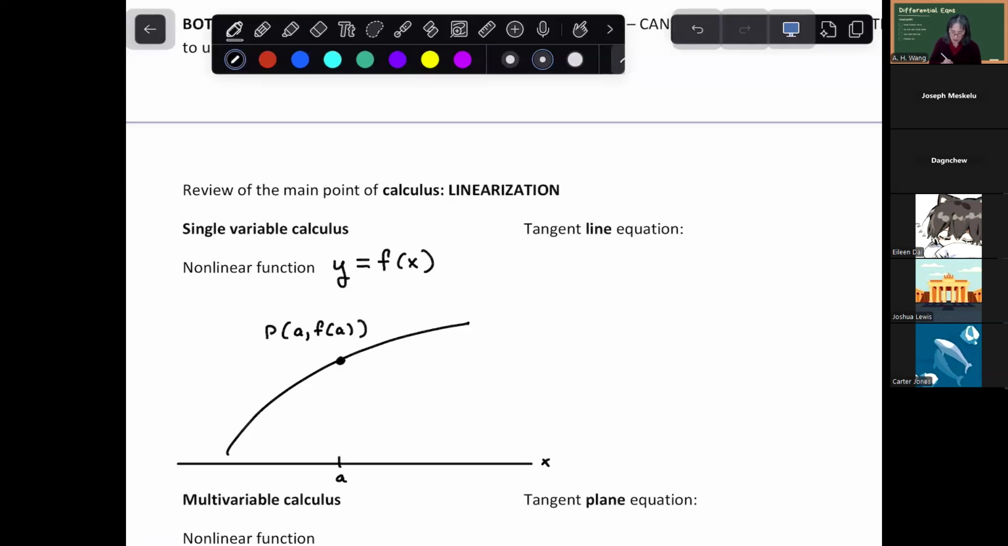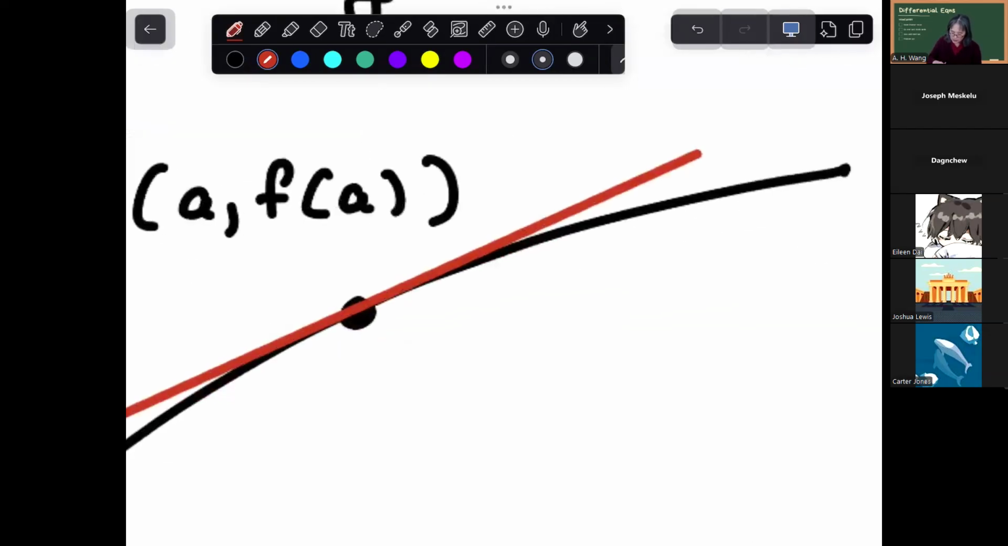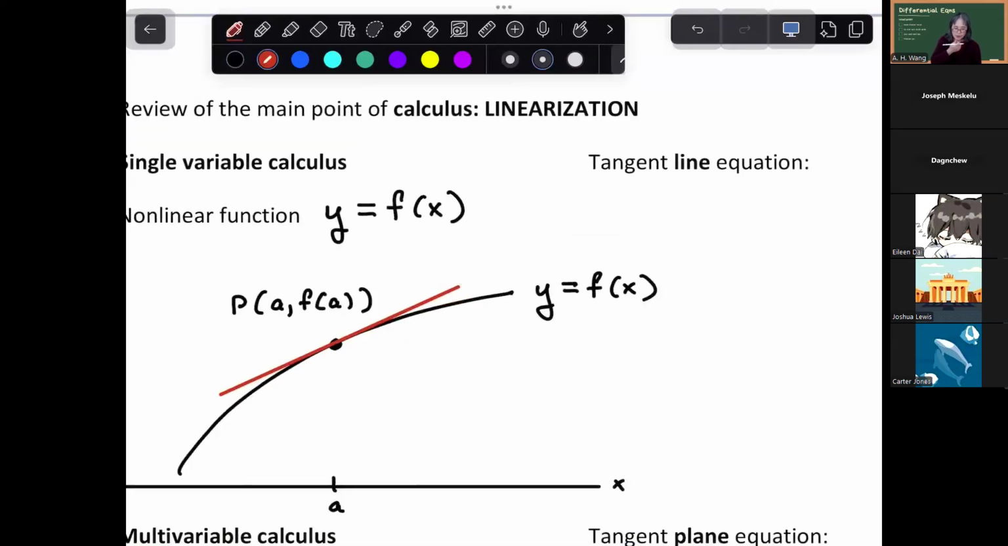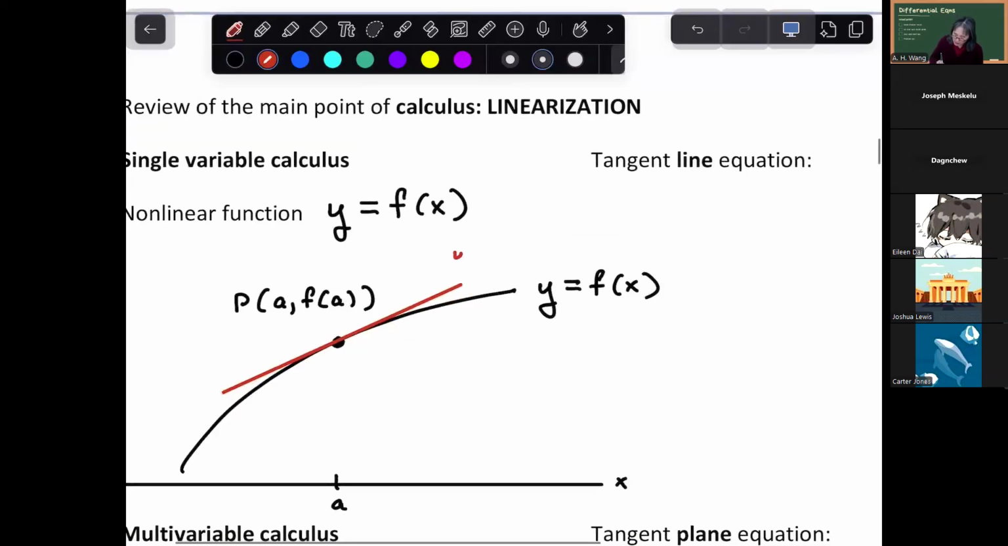There you go. And the idea is that this being curvy is hard. And what you want to do is approximate it by something that's easy. So you linearize. So the linearization is this. And the idea is that when you look at this, when you're nearby, it's almost indistinguishable. Okay. So this guy is y equals L of x, right? And if it's a line, it's mx plus b, right?